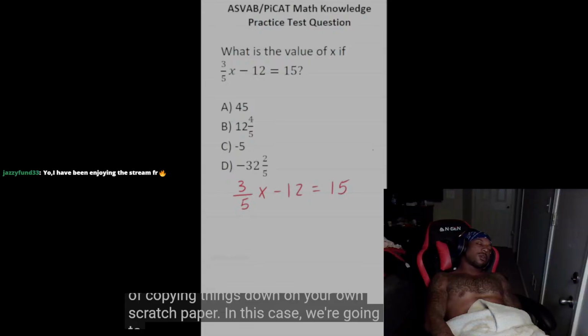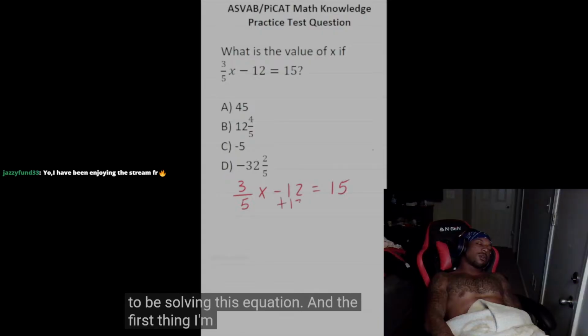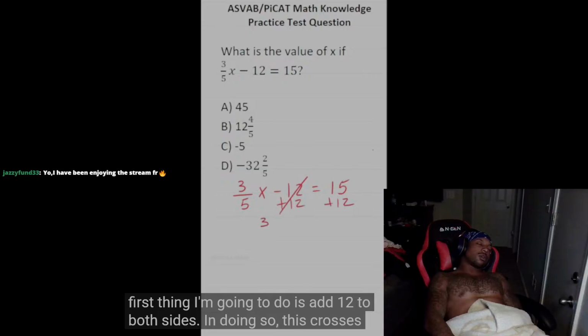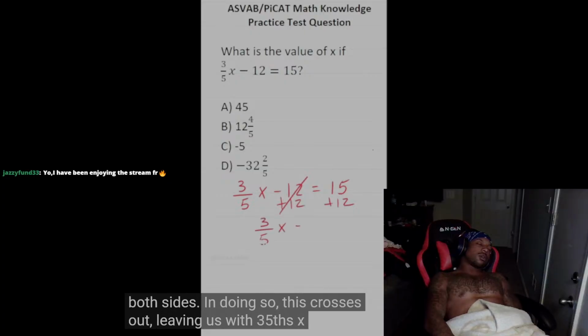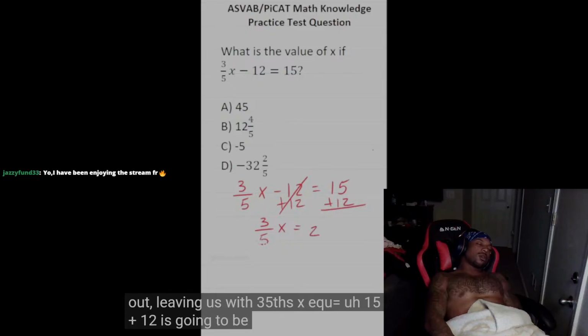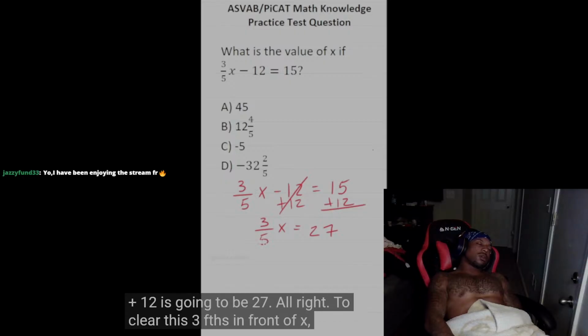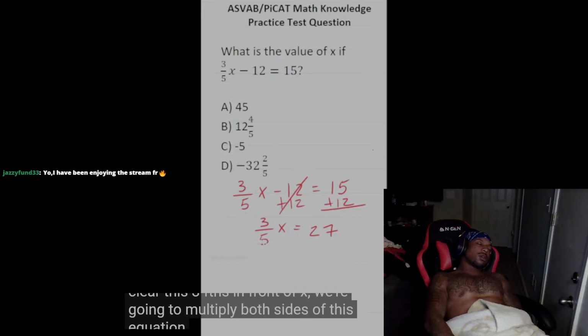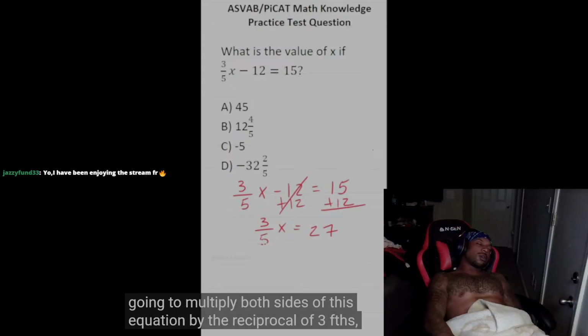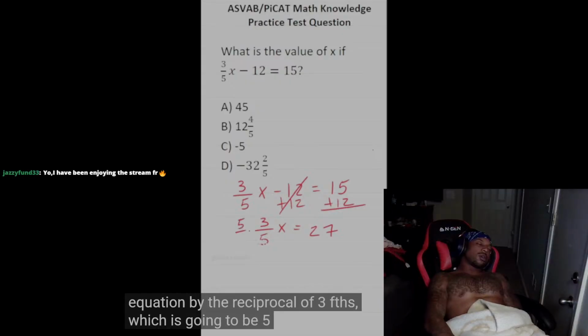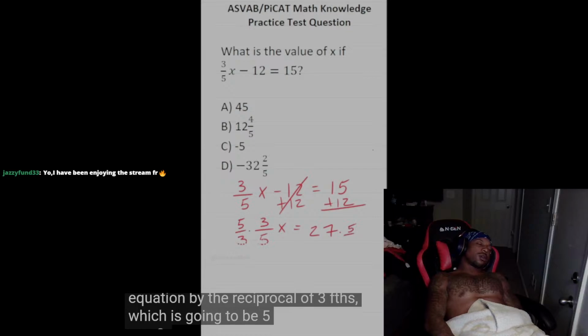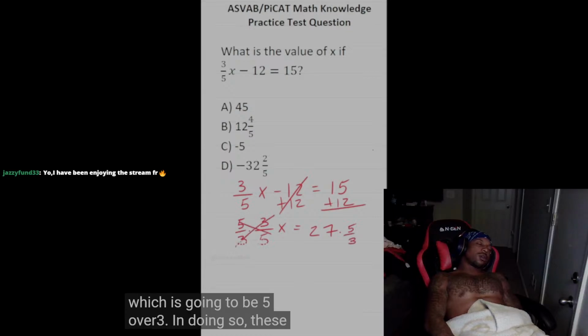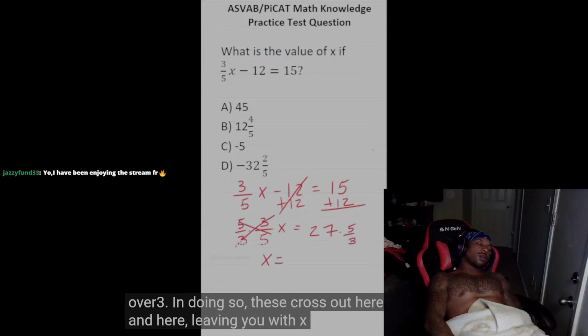In this case, we're going to be solving this equation, and the first thing I'm going to do is add 12 to both sides. In doing so, this crosses out, leaving us with 3/5 X equals 15 plus 12, which is going to be 27. All right, to clear this 3/5 in front of X, we're going to multiply both sides of this equation by the reciprocal of 3/5, which is going to be 5/3. In doing so, these cross out here and here, leaving you with X on this side.